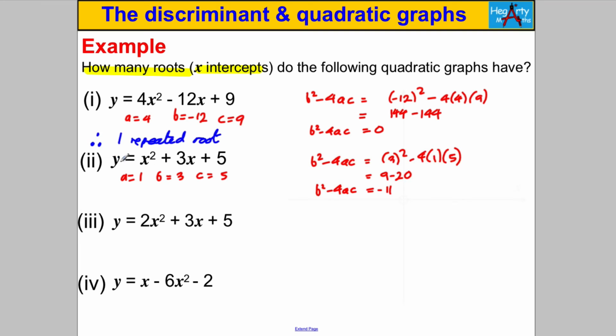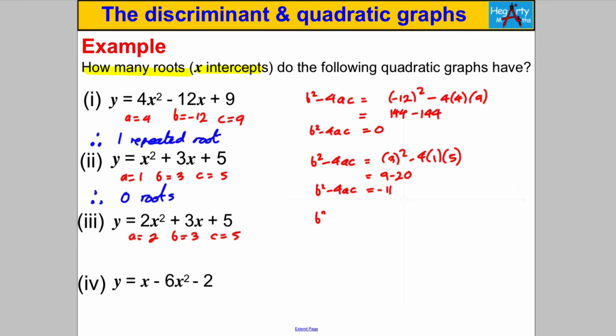when you're solving the equation 0 equals x squared add 3x add 5, it's got no real solutions. Therefore, this graph does not cross the x-axis. So the question, how many roots or x-intercepts it has, therefore 0 roots. Next one, same old stuff. a equals 2, b equals 3, c equals 5.